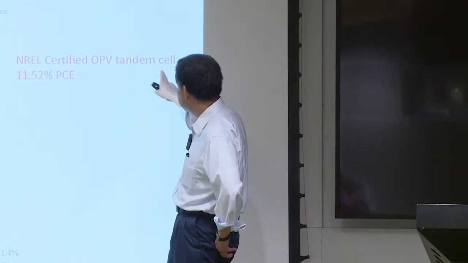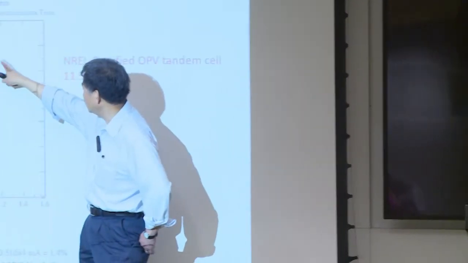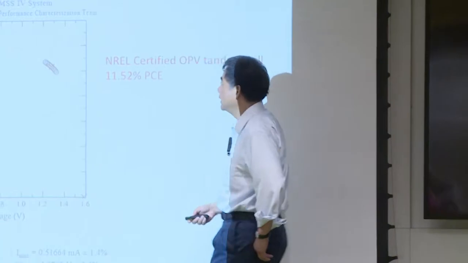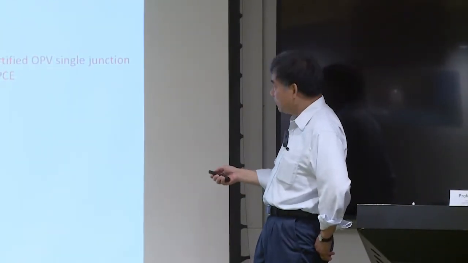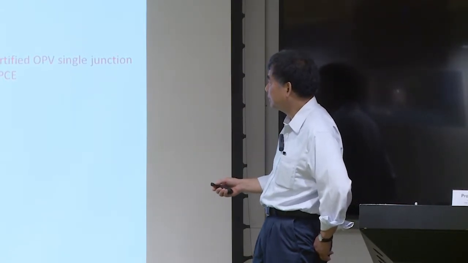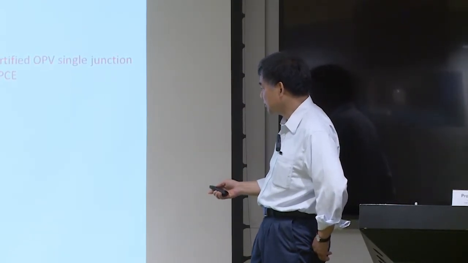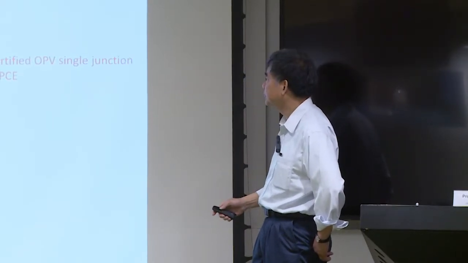This is an NREL certified 11.5% tandem device. You can see they only have a few data points. The bogus data and the real data on this one are about the same. That's why I want to show you the IV curve. It's about the same, so that's why I think it's okay. It's close enough to be real.